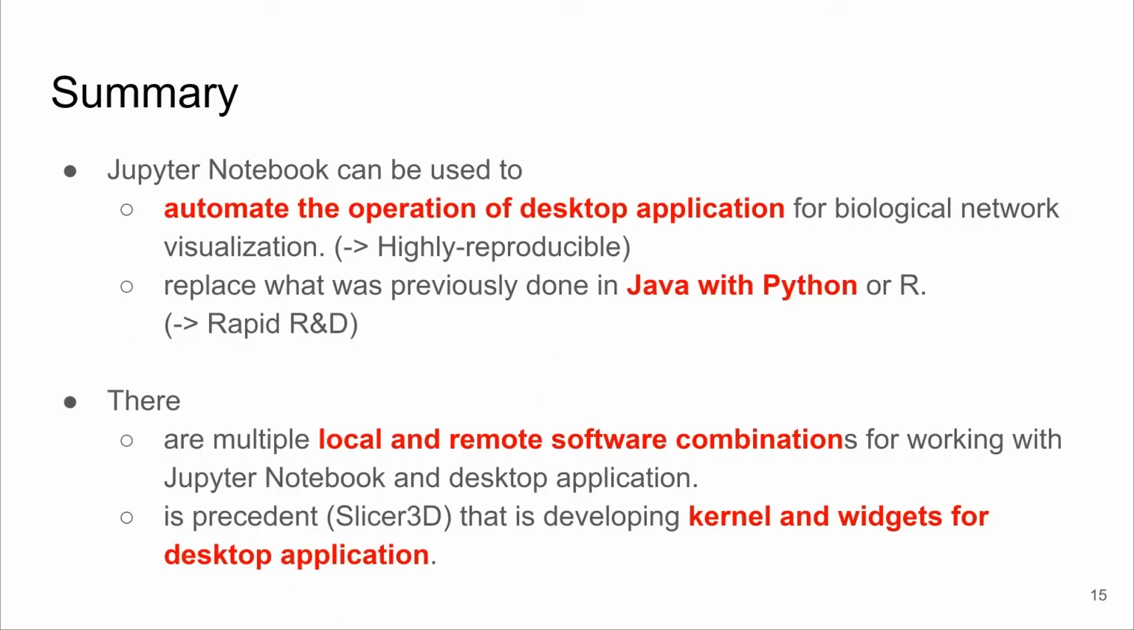Here's a summary of what I want to convey. Jupyter can be used to complement desktop applications for biological network visualization. It's important for research reproducibility. And Jupyter can be used to replace what was previously done in Java with Python or R. This is important for rapid research and development. There are multiple local and remote software combinations for working with Jupyter Notebook and desktop applications. There is precedent to follow. The 3D Slicer project is developing kernel and widgets for their desktop application to improve the Jupyter Notebook environment.